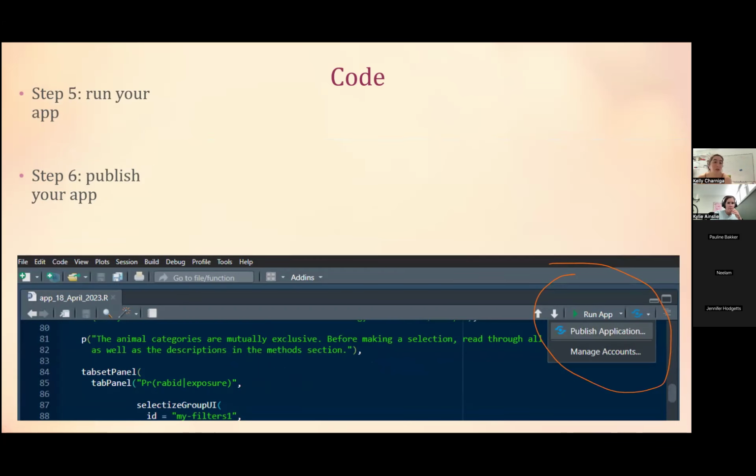The next thing is to run your app. So there's your little R session. You can see it's circled here, a button, and you click it, and then hopefully it will pull up the app and allow you to see it. And then you can publish your app in one of the three ways that I mentioned.